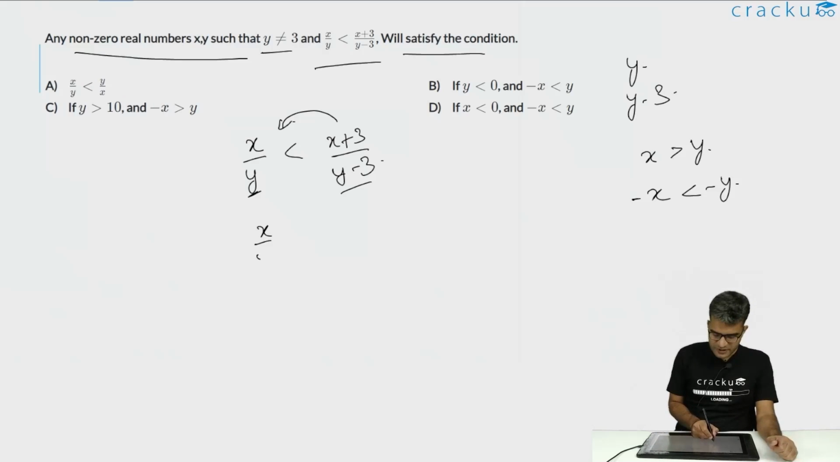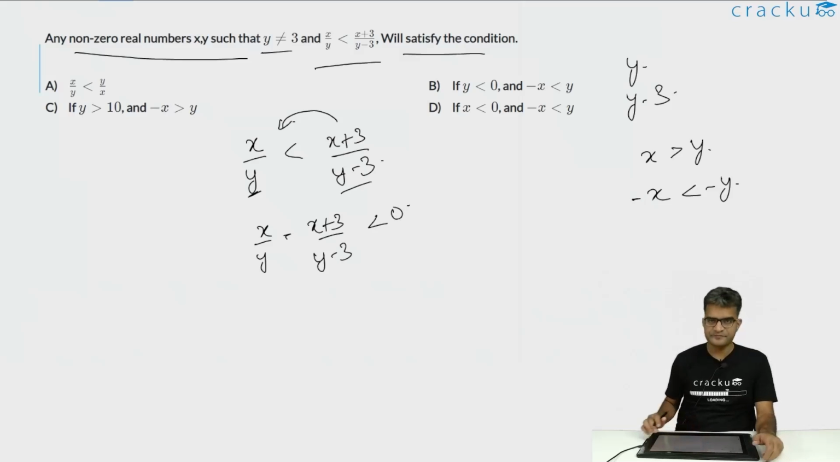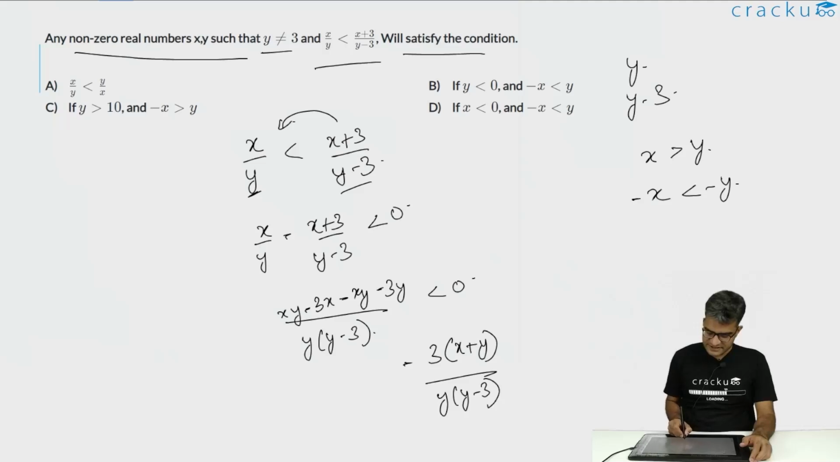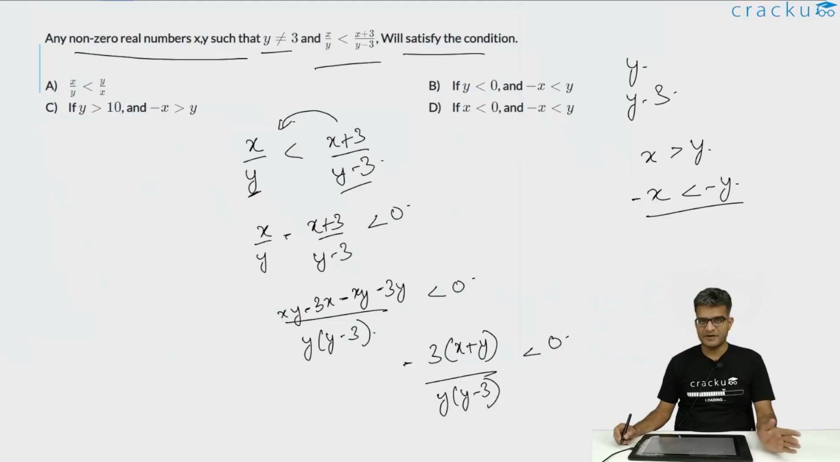So we have x by y minus x plus 3 divided by y minus 3 to be less than 0. Now if you take the common denominator as y into y minus 3, this will be xy minus 3x minus xy minus 3y is less than 0. Or essentially what we have is minus of 3 times x plus y divided by y into y minus 3 is less than 0. Now we can multiply both sides with minus 1. Like we discussed earlier, if you are multiplying both sides with minus 1, the sign of the inequality will change. So here 3 times x plus y will be greater than 0.